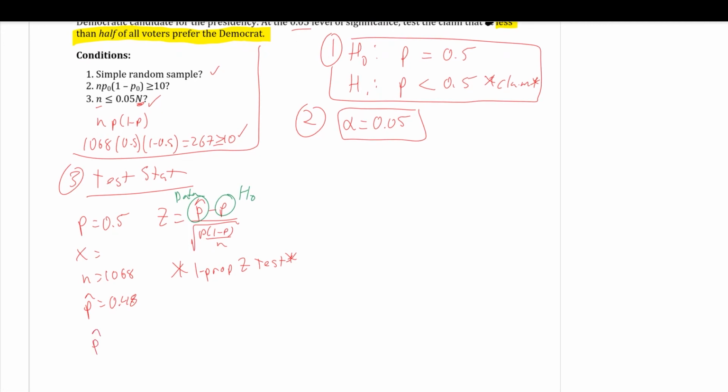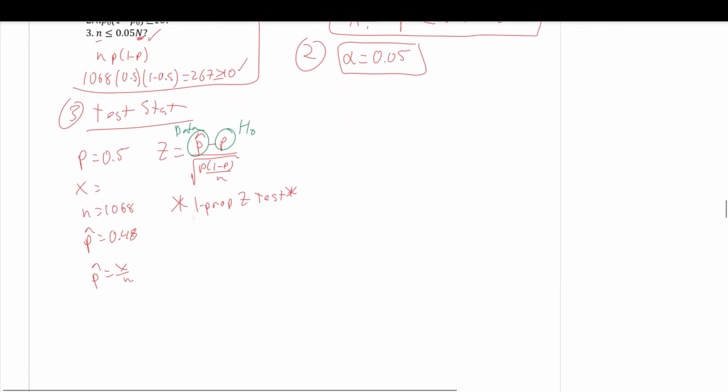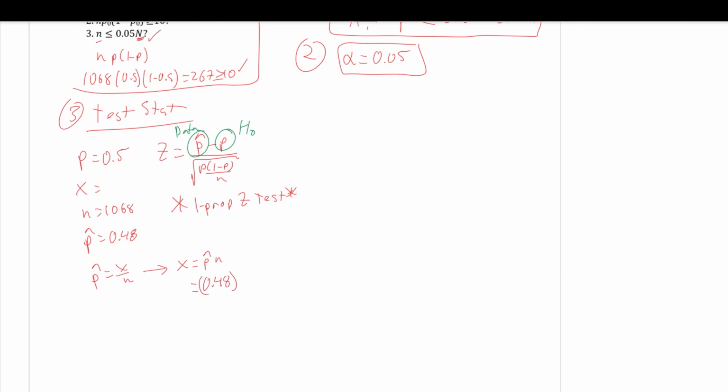We know that p-hat is equal to x over n. We need to solve for x. If we solve that for x, x is equal to p-hat times n, correct? They told us p-hat was 0.48, and they told us n was 1,068. So we can figure out what x is. We get 512.64. Your calculator doesn't allow for decimal values for x because it expects a whole number. So let's round to the nearest whole number, in this case 513.